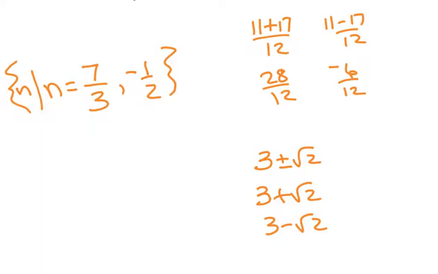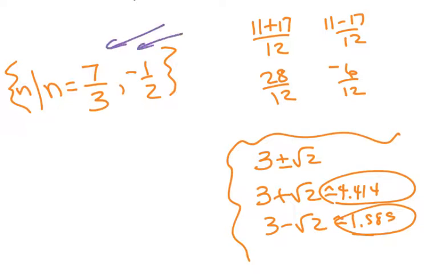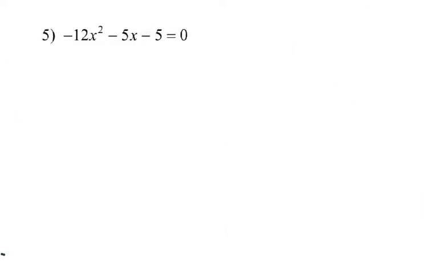And so on your test, just to simplify how I'm going to ask that, I might ask this. This one is going to be about 4.414, and 3 minus the square root of 2 is going to be approximately 1.585. And so if I ask you for the larger one, you're going to tell me that one. If I ask you for the smaller one, you'll tell me that one. So that's just on your test. If you had an irrational number, that's what I would say. Even if you have real numbers, I might ask for just the bigger one or just the smaller one. So just to simplify matters there.